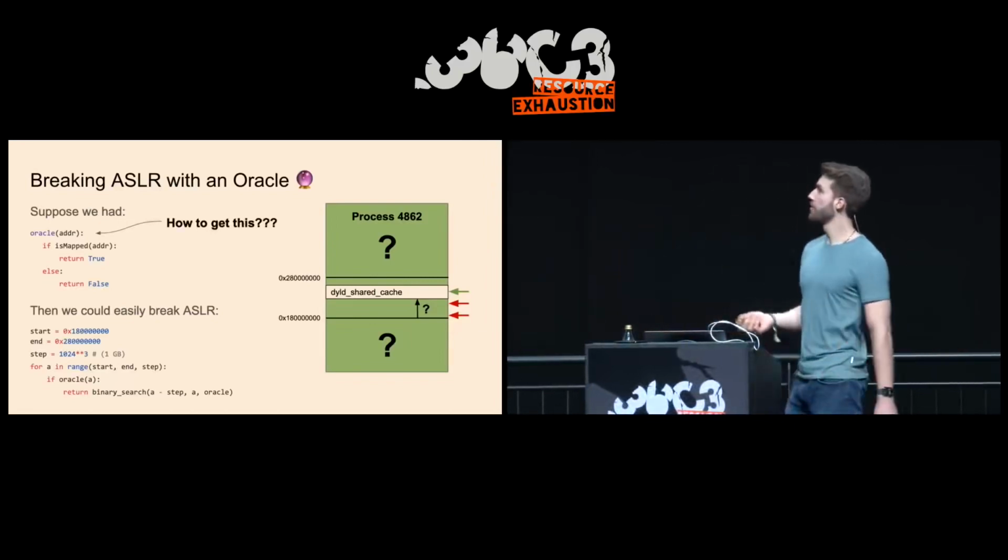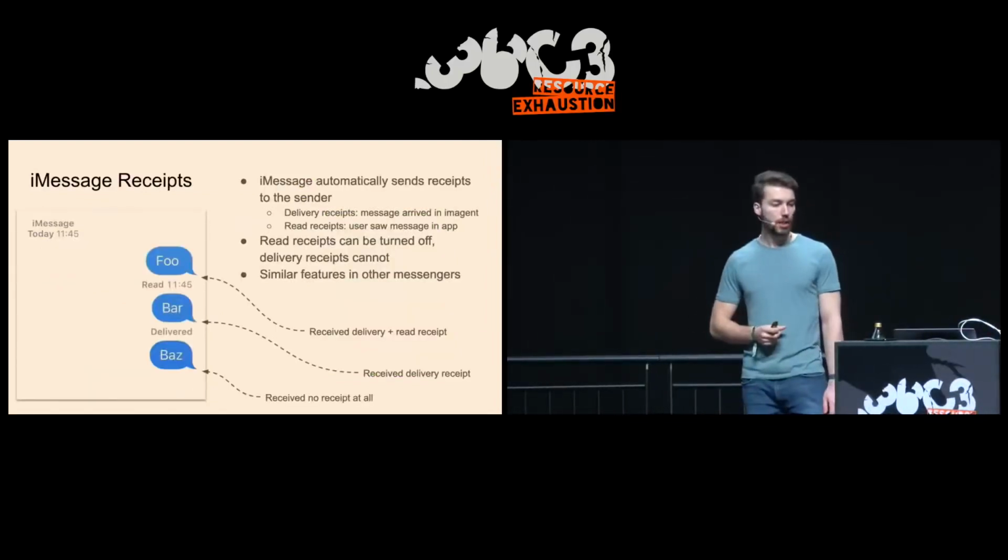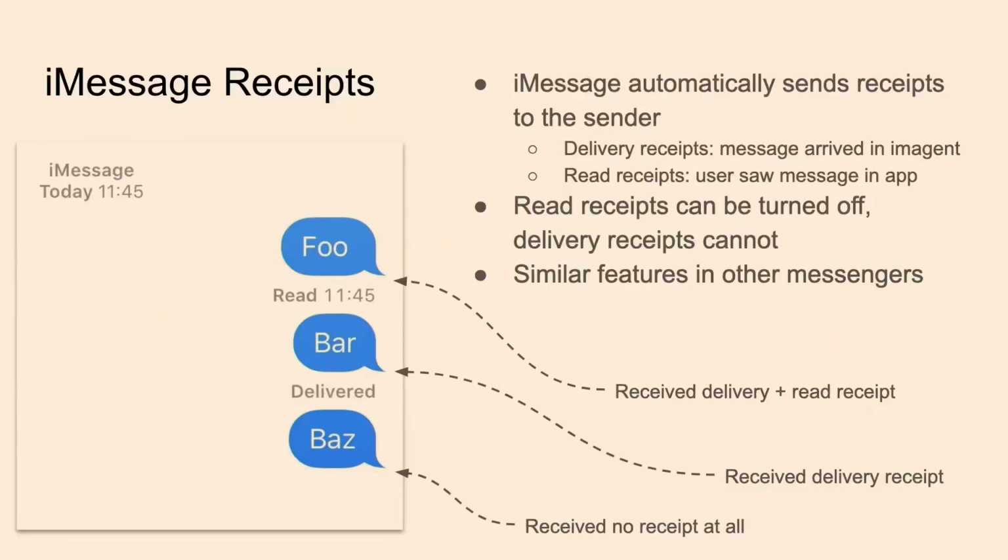So obviously the question is, where would we get this oracle from? This seems kind of weird. So let's look at message receipts. iMessage, like many other messengers, pretty much all of them that I know, sends receipts for different things. iMessage in particular has delivery receipts and read receipts. A delivery receipt says the device received the message. A read receipt means the user actually opened the app and looked at the message. You can turn off read receipts, but as far as I know, you cannot turn off delivery receipts.